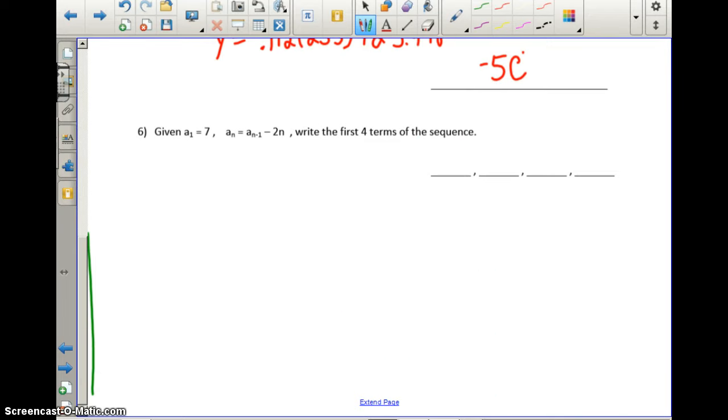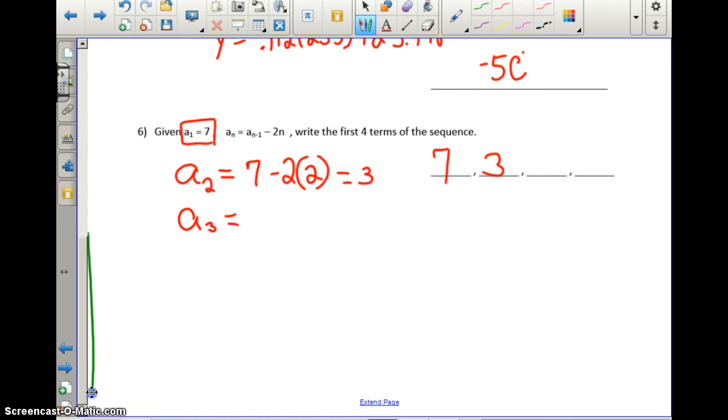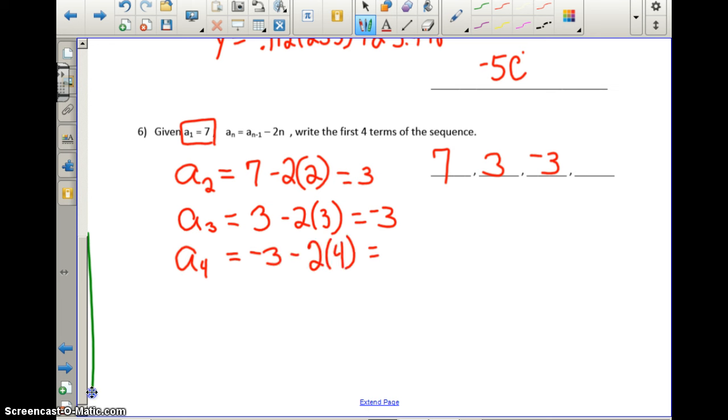Final question on this page now is going to sequences. So this is recursive because they're telling you you have to start at 7. So there's my first one at 7. Now if I want my second one, I have to take the first one of 7 minus 2 times n, which is 2, and 7 minus 4 will give me 3. If I want the third term, I now take the 3 minus 2 times 3. And this is going to give me negative 3. The fourth term, I'm going to take that negative 3 and subtract 2 times 4. And that's going to give me negative 11.